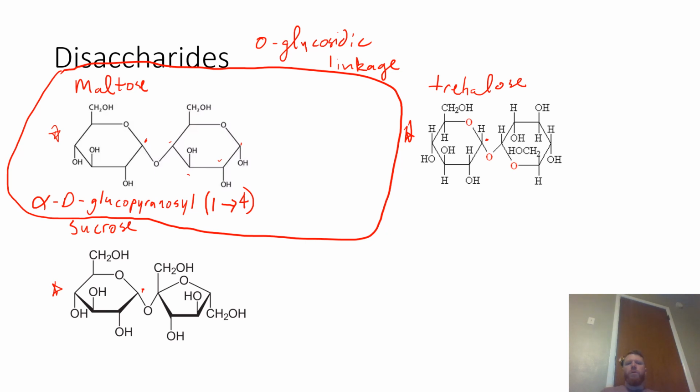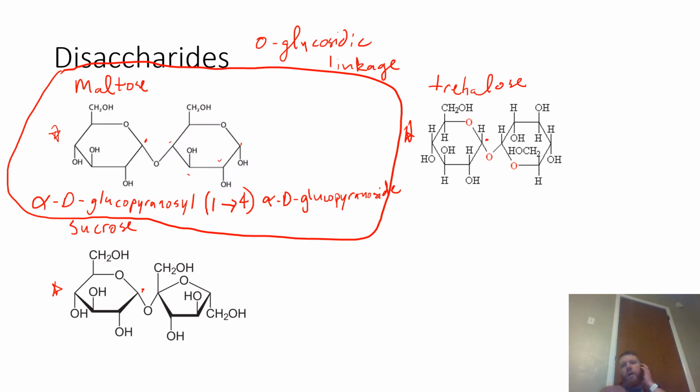We're going to also look at carbon number 1. Is this sugar also in alpha form? Yes, it is. So we could go ahead and write alpha. This is also a D sugar. Alpha D-glucopyrano, but we're going to use a different suffix, pyranoside. So this is alpha D-glucopyranosyl 1-4 alpha D-glucopyranoside.